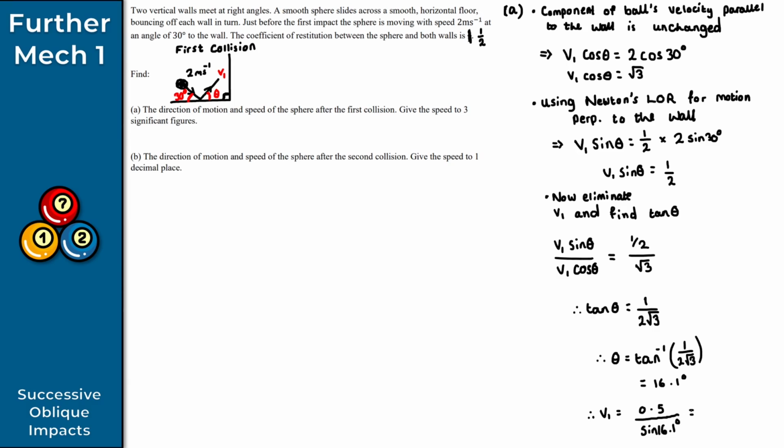Again, just put this into your calculator. We're giving the speed to 3 significant figures as well. If I put this into my calculator correctly, I get 1.80 meters per second for V1. Perfect. So that gives us the solution to part A. What I've got here is the direction of motion and also the speed of the sphere after the first collision. So this is the solution to part A.